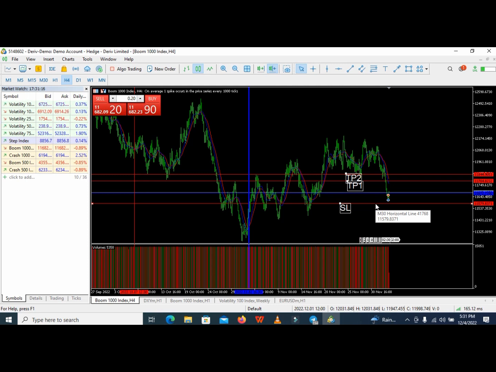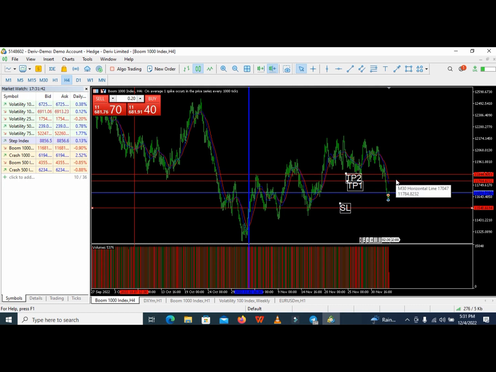So let me recap again so that you understand. If I want to put stop loss and take profit, this is how I'm going to do it. I look at the previous lows. For example, if I want to buy, I look at the previous lows, then I bring my stop loss to it. Then I look at the previous resistance, and I bring my take profit closer to it.